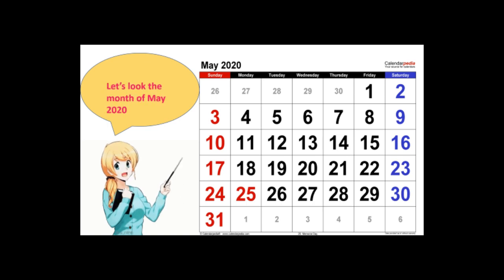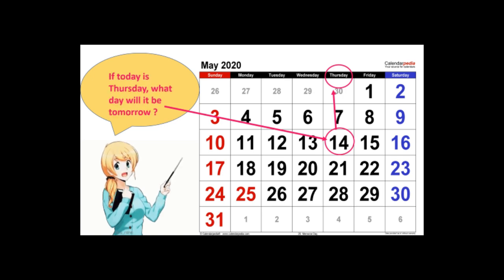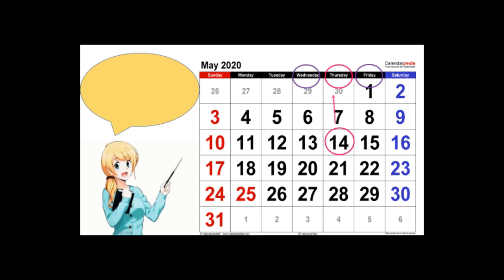Let's look at the month of May. Where's the 14th of May? Yeah, it's Thursday. If today is Thursday, what day will it be tomorrow? Yeah, it's Friday. Next, what day was it yesterday? Yeah, it's Wednesday.